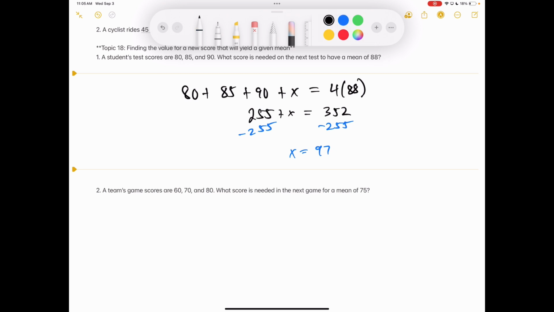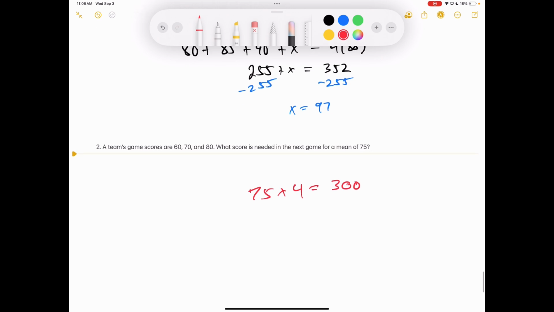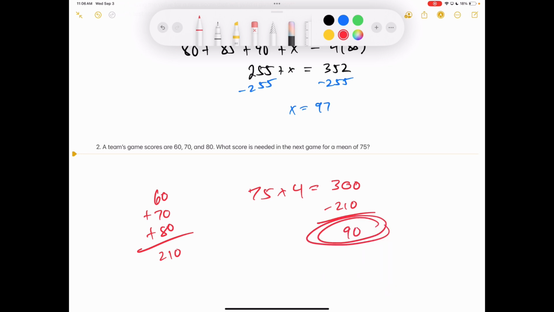What I would think about, maybe just doing it by hand, is say, okay, this is the same thing. A team's game scores are 60, 70, and 80. What do they need to get a mean of 75? To get your total points here, I have 75 times 4 games that we're looking at. So that is 300. I need 300 points. Well, I've already scored 60 plus 70 plus 80, which is 210. So if I subtract that, I need 90 on my next one, if that makes sense. You figure out how many total points you need for all 4, and then you subtract how many points you scored, and that tells you how much you need for that last one.